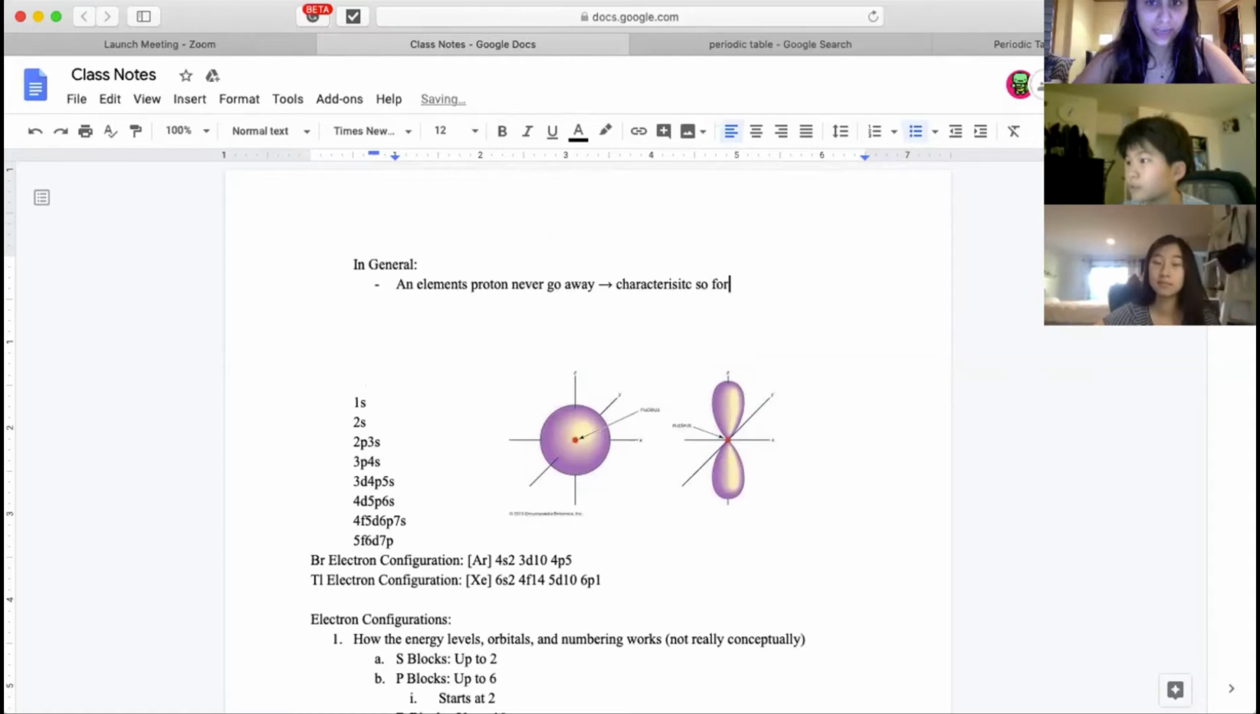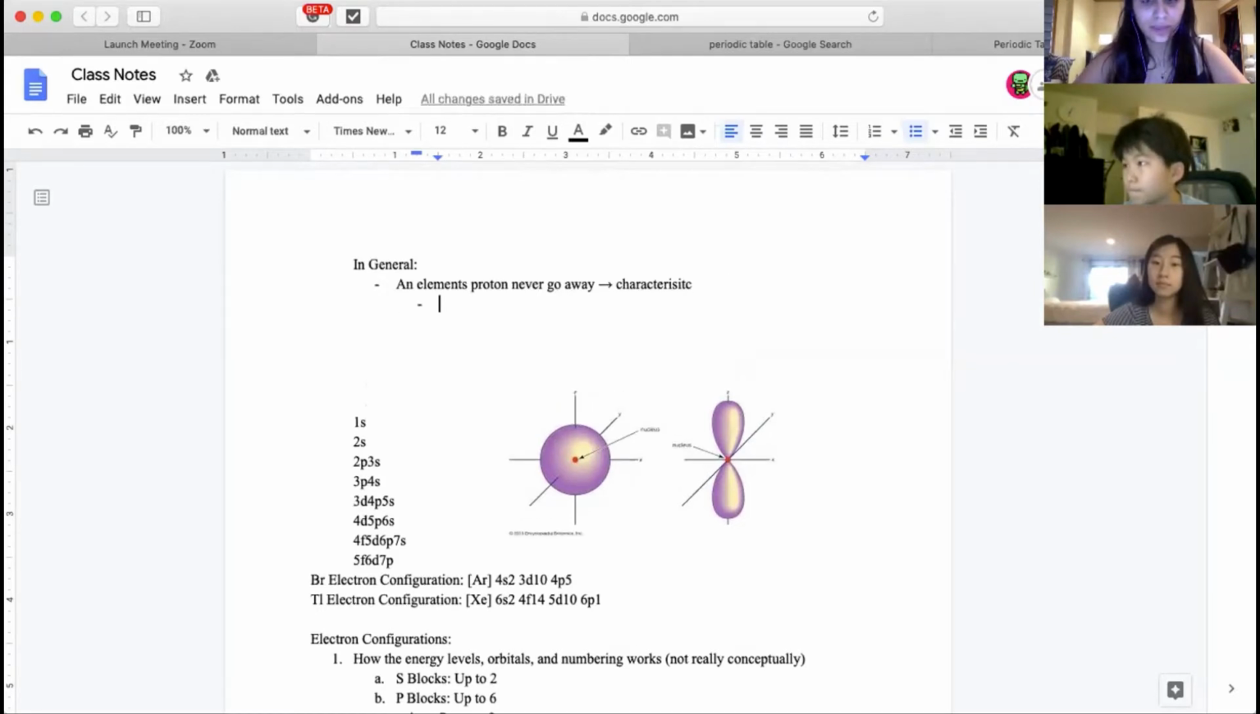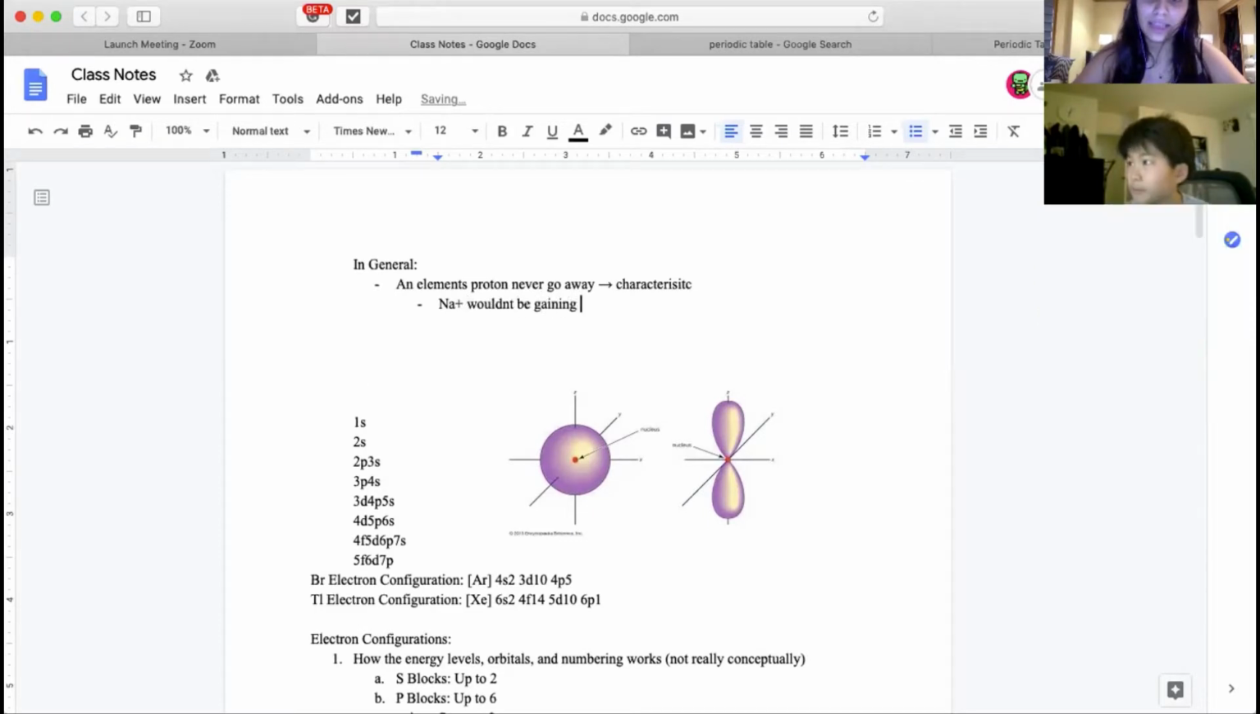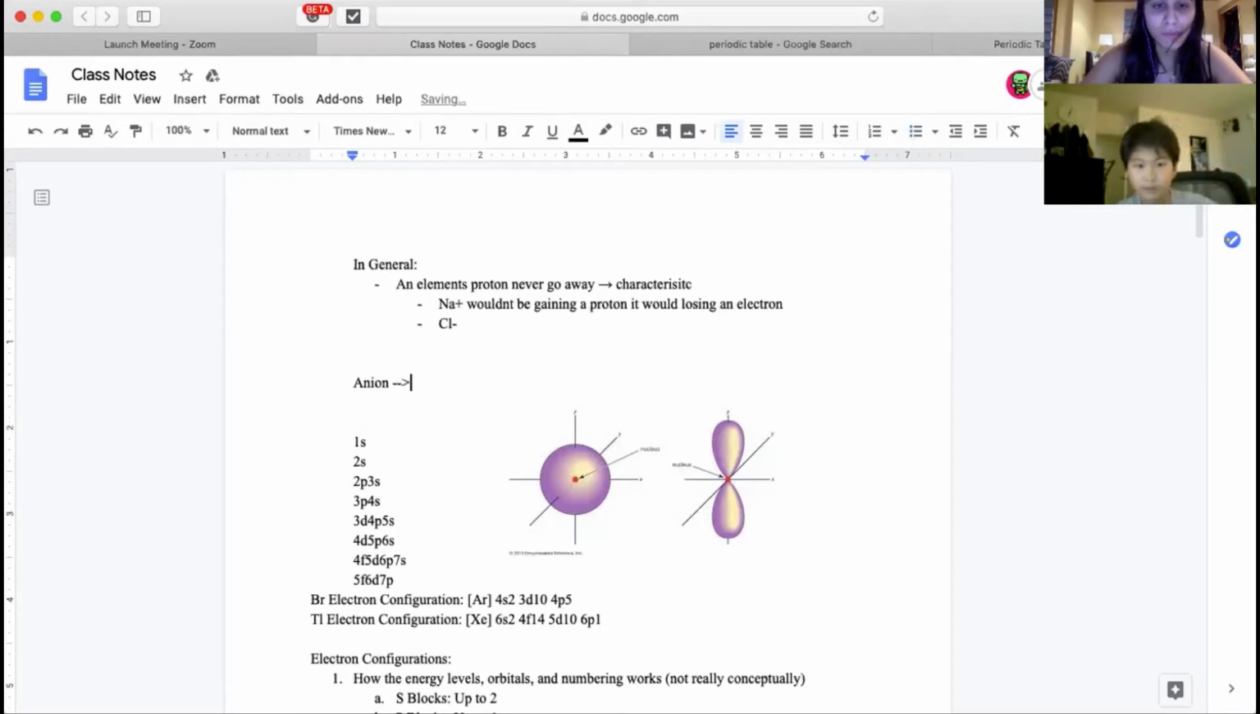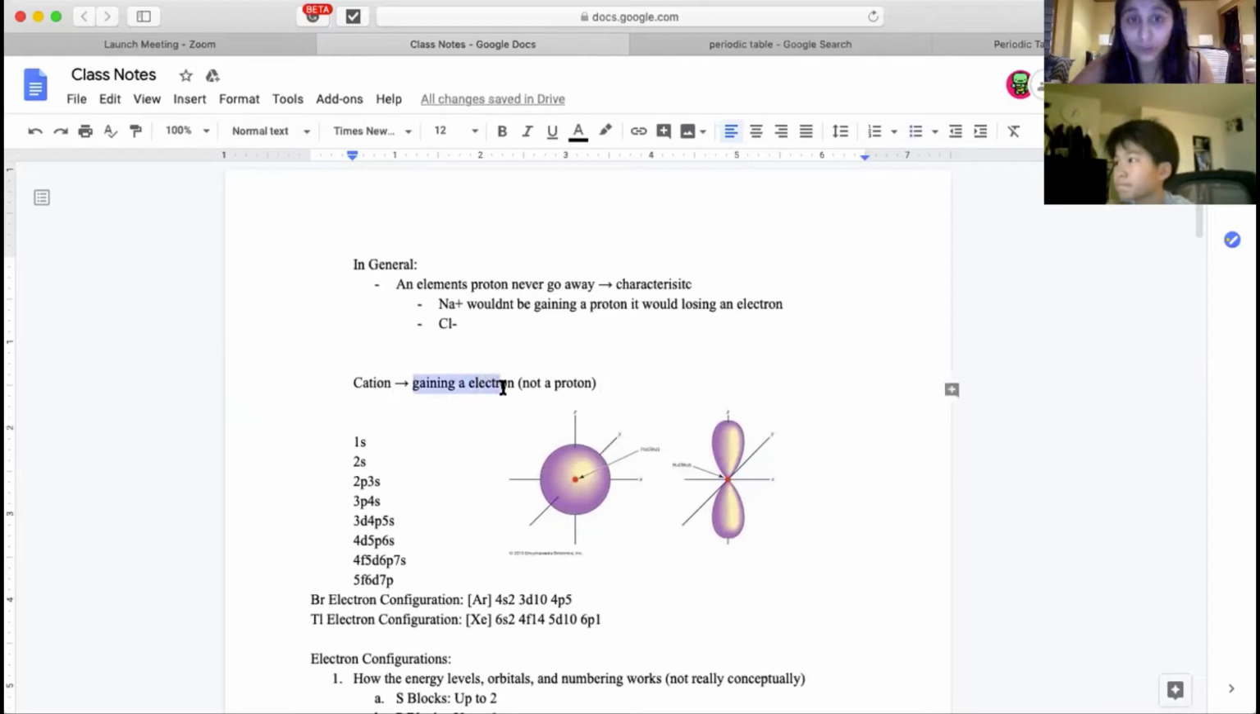So, for example, Na plus wouldn't be gaining a proton; it would be losing an electron. So if it becomes an anion, right? Anion means you're gaining an electron, not a proton. Does that make sense? Okay. Exactly what you said, but it's not an ion until you gain or lose an electron.